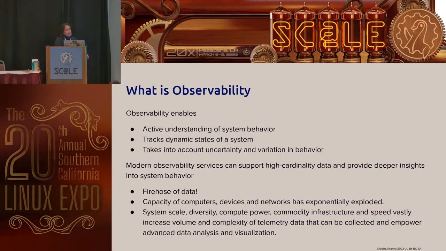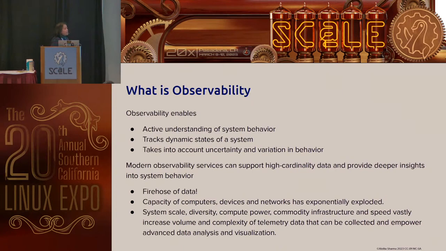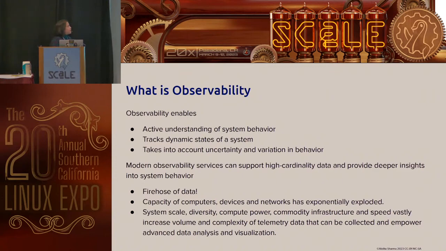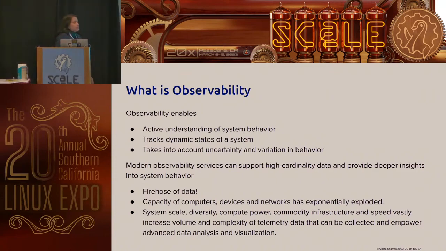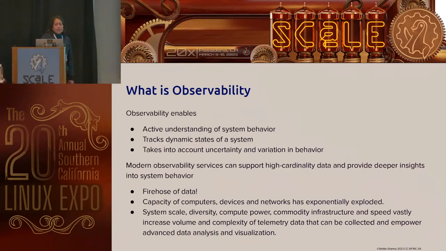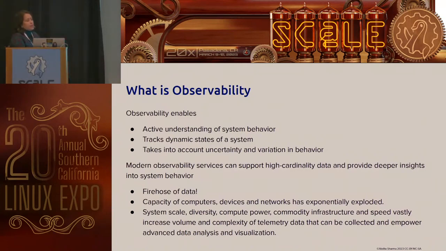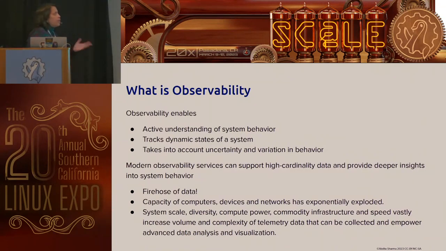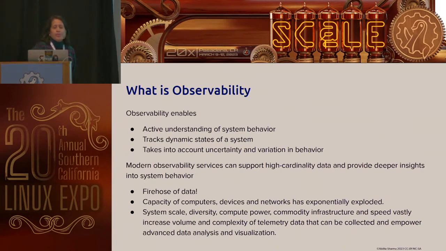That said, observability leads to an active understanding of system behavior. It's not after the fact, typically real time. Tracking the dynamic systems, states of a system, so very much driven to understanding the system health at any given point in time and how the systems are behaving, and takes into account uncertainty and variation in behavior, which means that if you're seeing any abnormalities or any kind of variation in behavior, whether that's good or bad, observability tracks that in real time.